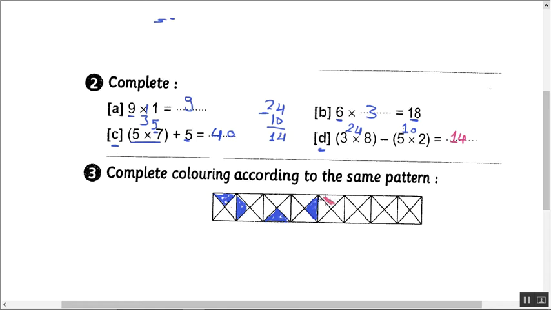Up, left, here it will be down, and here it will be right.